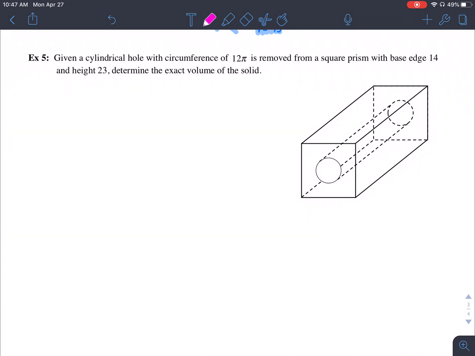Okay. Example 5. Given a cylindrical hole with a circumference of 12 pi is removed from a square prism with a base edge of 14 and a height of 23. Determine the exact volume of the solid. So I'm going to go ahead and label what I know.